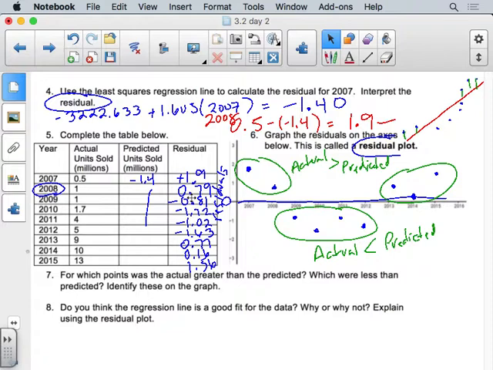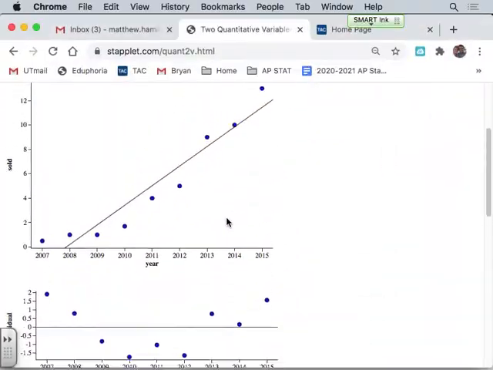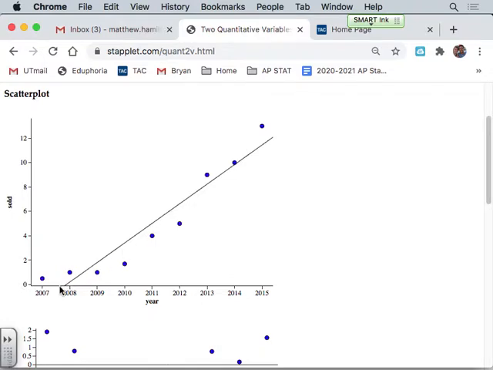Okay, so I got our prediction line. So this last part: do you think the regression line is a good fit for the data? Do you think that our line of best fit, that straight line, is a good fit for this data? Why or why not? And then we're going to do it using a residual plot. Going back to the Staplet, from our first prediction here, I don't think it's a very good line because, for one, it had like negative 1.4. We were seeing something weird from the beginning.